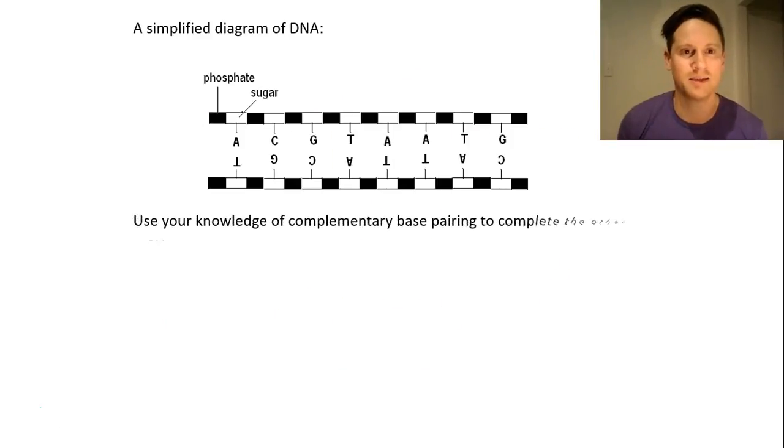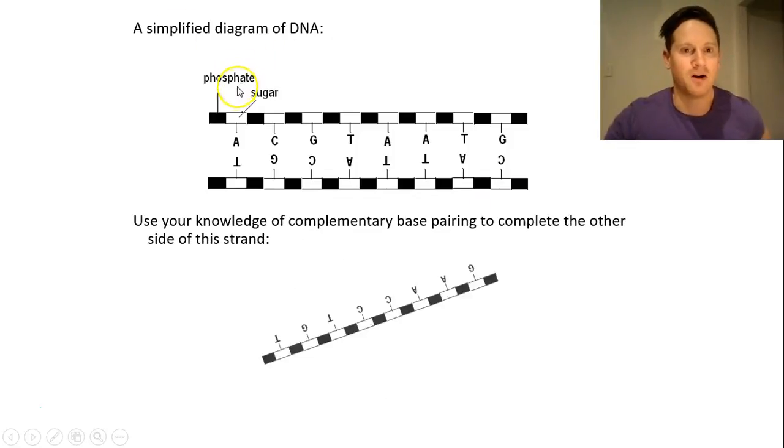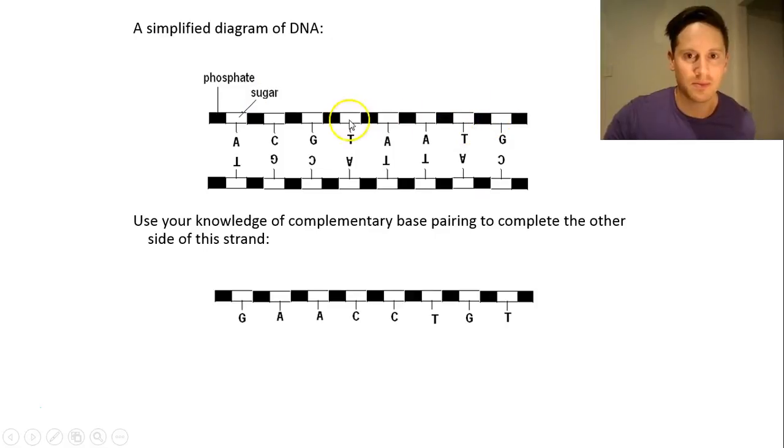I'm going to leave you with a simplified diagram of DNA. Here we've got the sugar phosphate backbone, represented by just a straight line, sugar in white, phosphate in black, and we've got our bases. The sequence of this DNA strand is A, C, G, T, A, T, G. And we have the complementary DNA strand on the bottom. It follows the complementary base pairing rules, T with A, G with C, in order to create a complementary strand. This is really important because it has to do with how DNA copies itself, how DNA replicates.